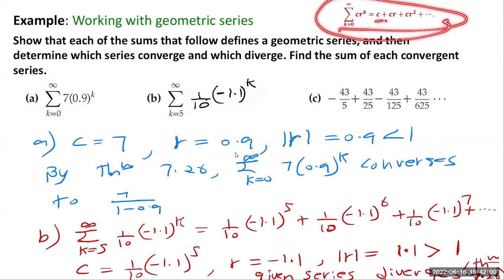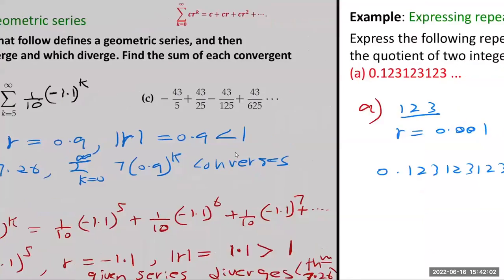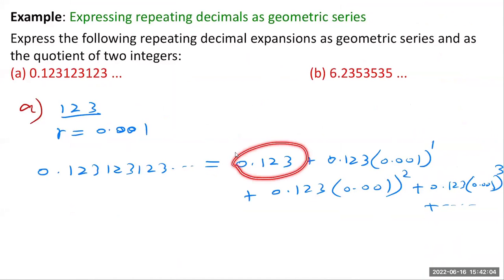C plus CR plus CR squared. Notice that your C is 0.123. This is CR, C times R. Your R is 0.001 in this case. This is, of course, CR squared, this is your C times R squared. This is C times R to the power 3, so on and so forth. Okay. So your C is going to be 0.123. Your R is going to be 0.001.